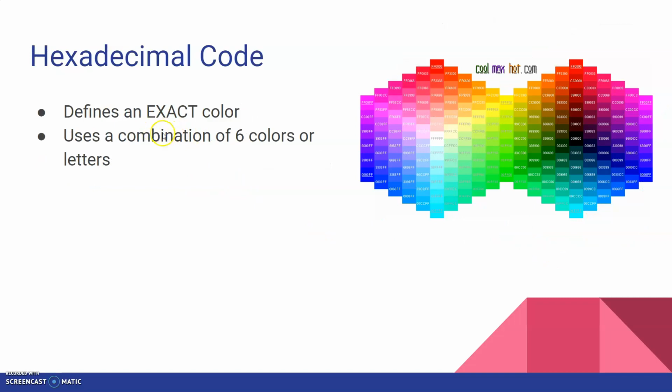And then hexadecimal code. It defines an exact color. Uses a combination of 6 colors, or sorry, that's a mistype. It's supposed to be 6 letters or numbers. And if you've gone on Photoshop or anything digital, that you would have a color wheel or the color square with the differing rainbow bar on the side, it probably shows you what the hexadecimal code is for the number that you're using. White would be this FFF, and black would just be zeros.